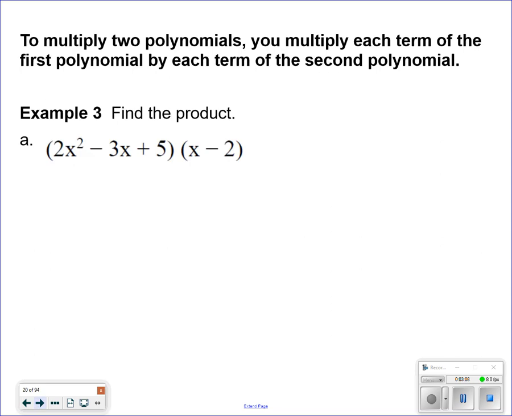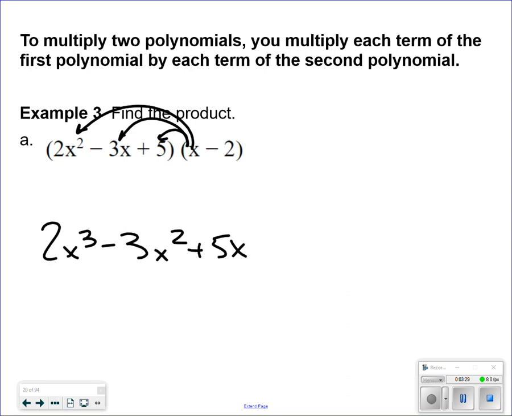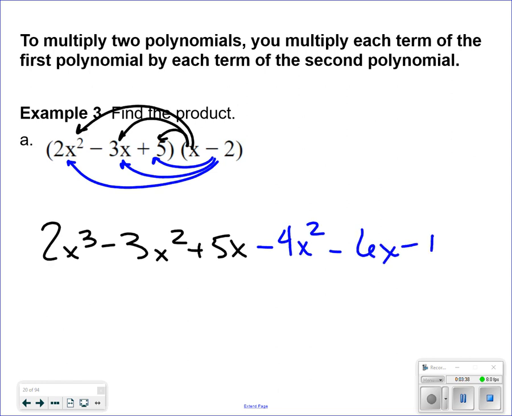Multiplying. Now, when you multiply a binomial times a trinomial, basically what I always tell everybody is to go ahead and multiply the one with 2 terms to the number with 3. So x gets multiplied to each one of these, kind of like distributing. So 2x cubed, a minus 3x squared, and a plus 5x. And then do the same thing with the negative 2 to each one of those. So I'm going to get negative 4x squared minus 6x minus 10, and then add all the like ones together.